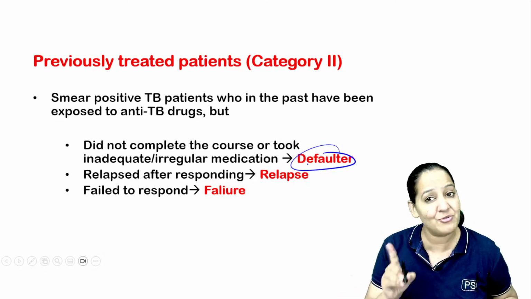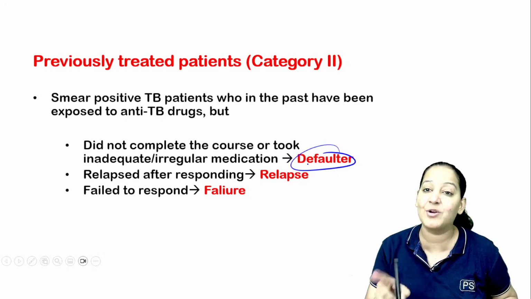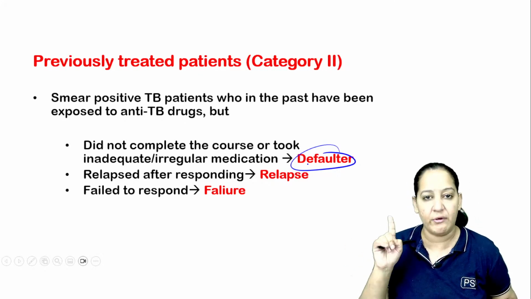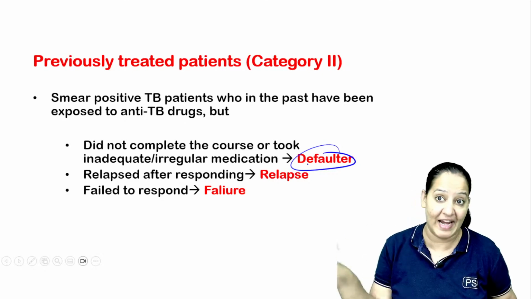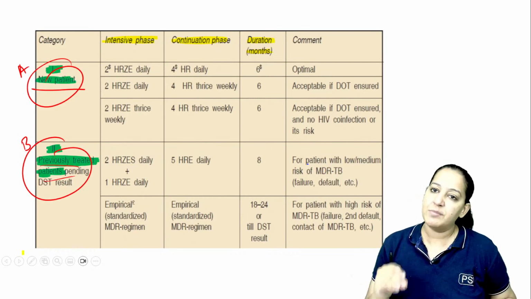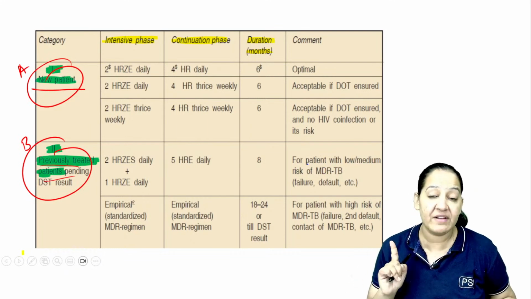So sticking to the treatment is ultra important in TB. That's why we are doing it directly observed. You counsel the patient on day 1 only that you have to stick to the treatment for the next 6 months or 8 months. In Cat 1, the treatment is for 6 months. In Cat 2, the treatment is for 8 months, without missing even a single day.